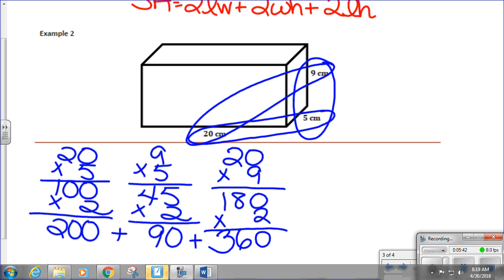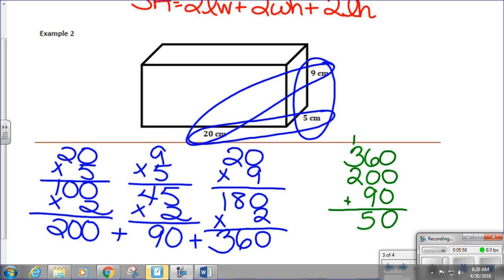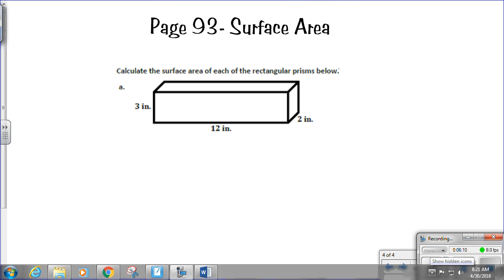I don't suggest adding horizontally. I'm going to line them up and add them together. 0 plus 0 plus 0 is 0. 9 plus 6 is 15. Carry the 1. 3 plus 2 is 5, plus 1 is 6. Sorry, I think it's going up. 650 centimeters squared.